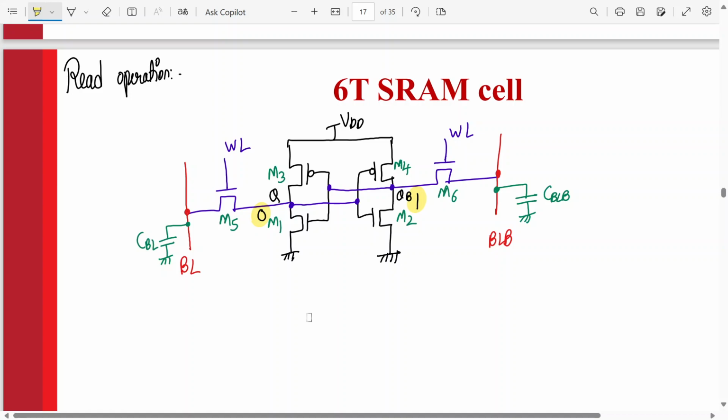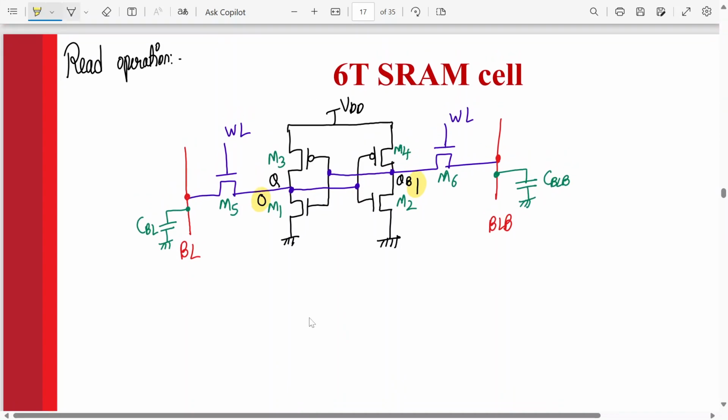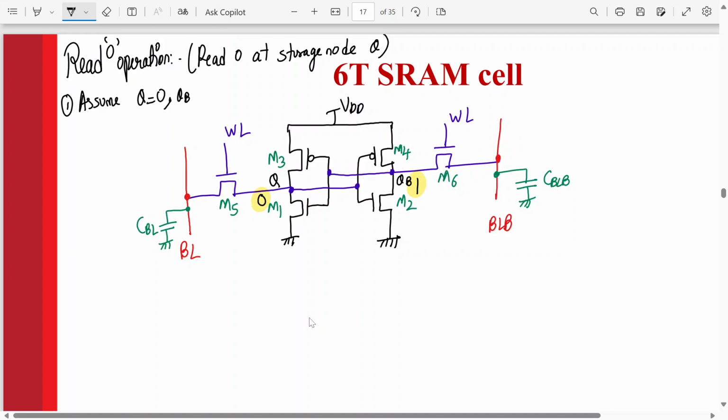So for reading the data from the storage cell, let's go for the read 0 operation. We'll be reading data 0 from the storage node Q. So first we will assume Q is storing 0 and QB is storing 1. And secondly, of course, we have to turn on the word line. So the word line is 1 over here.